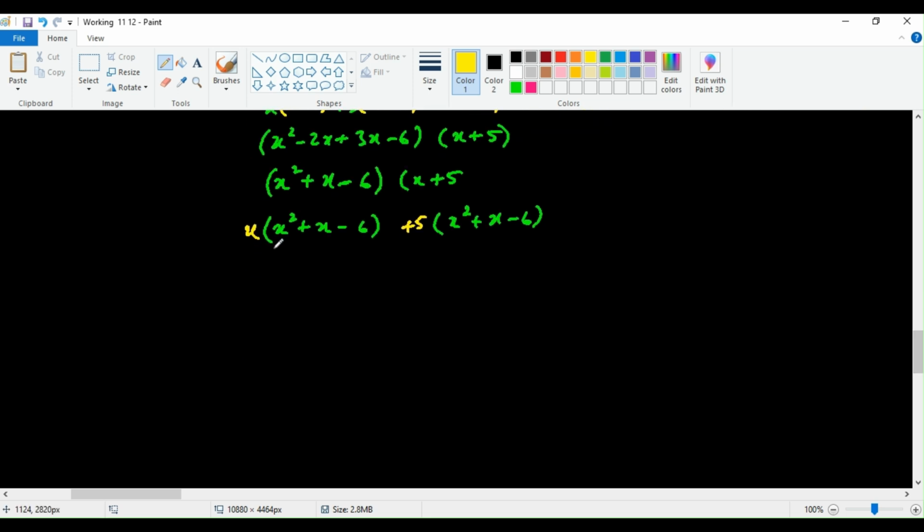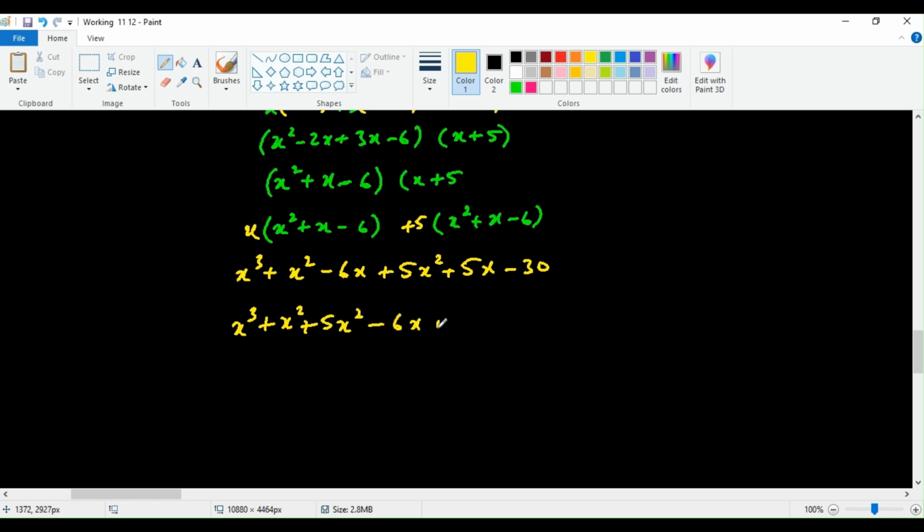So this is going to give us x cubed plus x squared minus 6x plus 5x squared plus 5x minus 30. So keeping like terms together, plus x squared plus 5x squared minus 6x plus 5x minus 30. Now this is going to be x cubed plus 6x squared minus x minus 30, which is the final answer for this question.